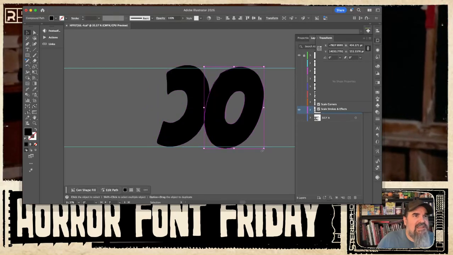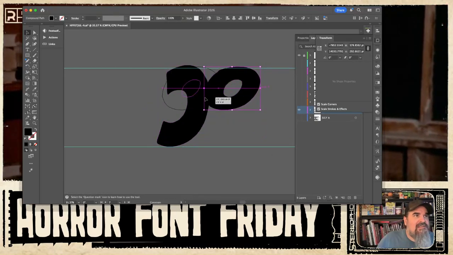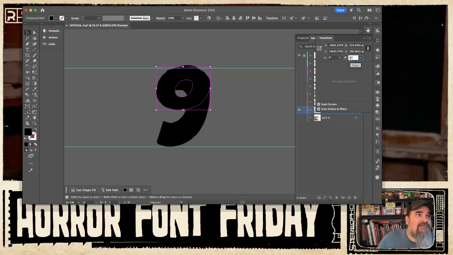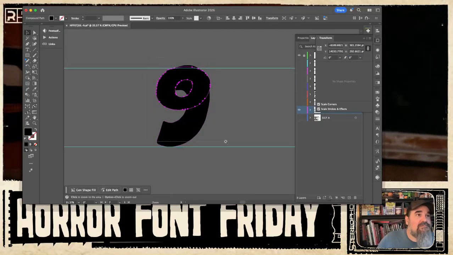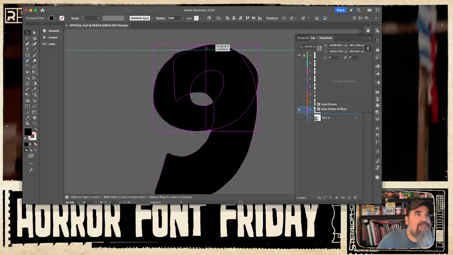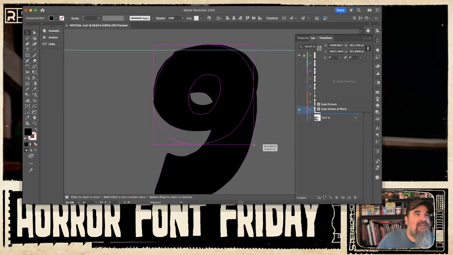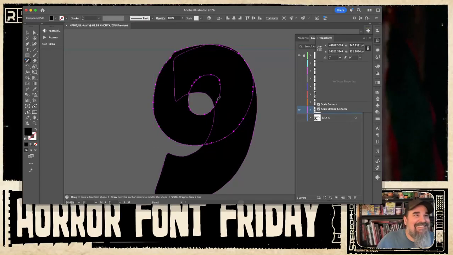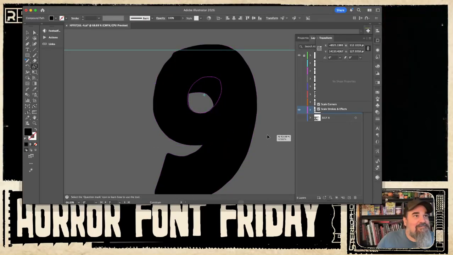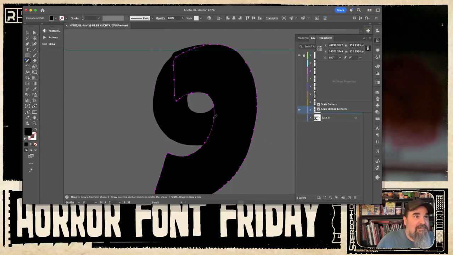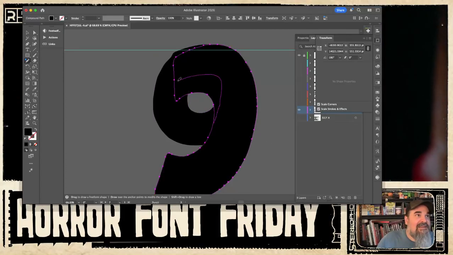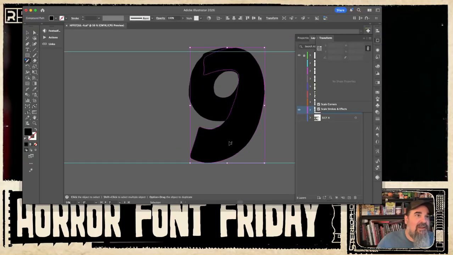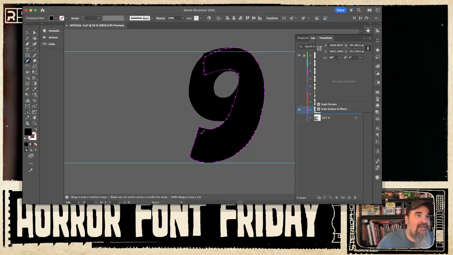Now the 9, which I'm going to rotate, the C around to make the 9, instead of just rotating it, because I would have got a weird angle on the 9, and I didn't necessarily want that.